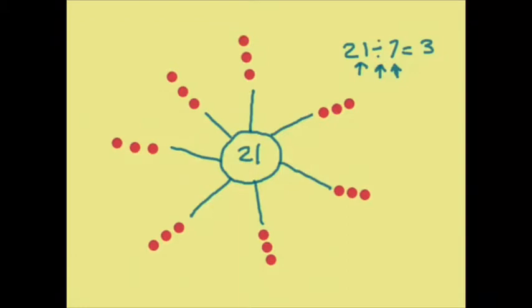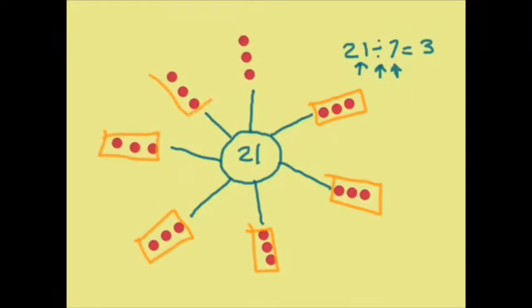And if you look at each of our lines, you'll see that at the end of them, each one of them has 3 dots. And that tells you that 21 divided by 7 is 3, because each one has 3. Just like we knew.